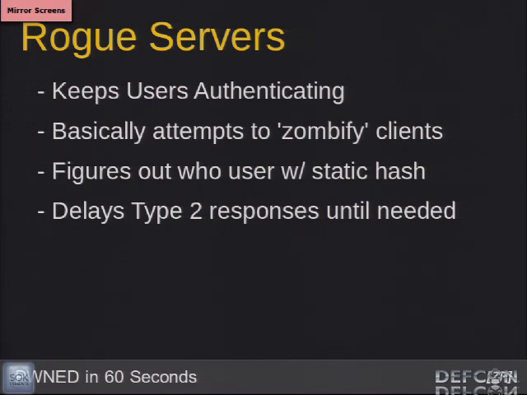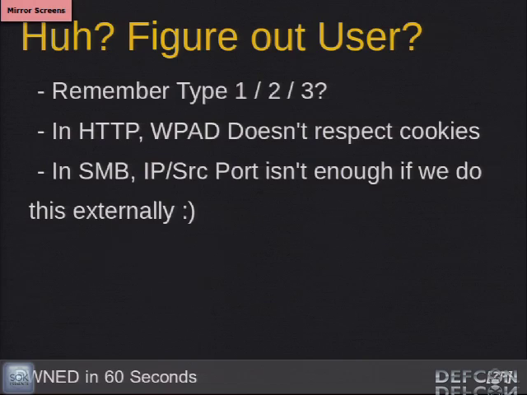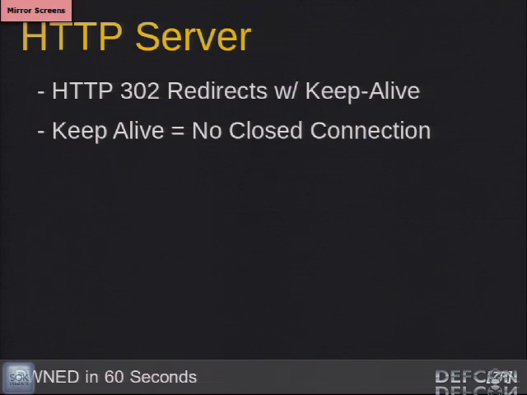And we need to figure out who this user is. Like I said, we don't know until type 3, so we send a static challenge. I like to call this the Alzheimer's feature. It basically forgets who the user is and asks them to re-authenticate every time they connect without closing the session. The reason we do this is because, in HTTP, WPAD and other requests don't always support cookies, and identifying them over SMB using an IP and source doesn't work if you're doing it across the internet behind a NAT. So for the HTTP server, the way we coded this was doing a 302 redirect with keep alive. Now keep alive will keep the session open so the socket's not closing. After we authenticate them, we know who they are for the rest of that session.